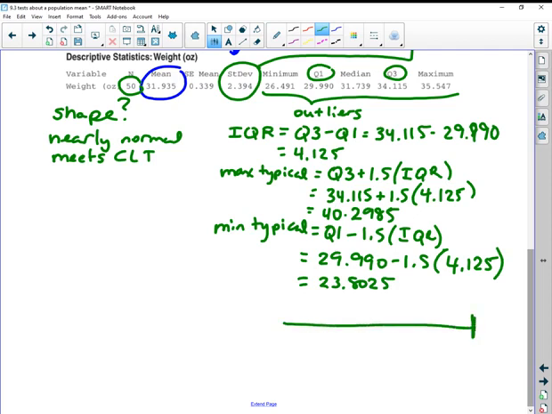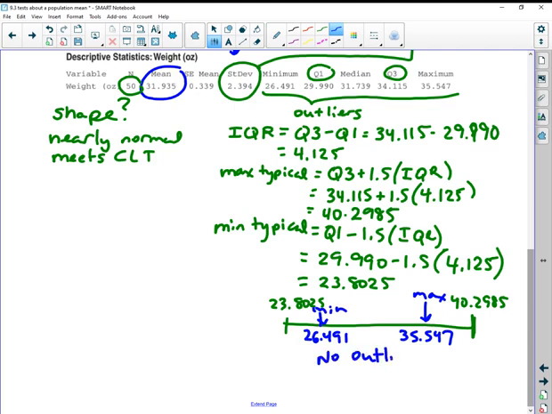So now, here's my max at 40.2985 and my min at 23.8025. These are the typical, but then where did my max and my min fall? Maybe my true max is at 35.547. My true min is somewhere, I'm not really drawing to scale, at 26.491. There's that min. So they are within. That would mean there are no outliers in our situation.